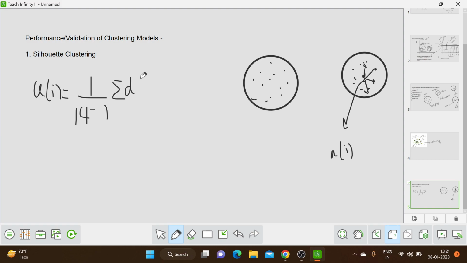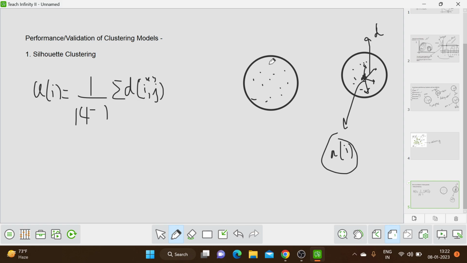the average of distance(i, j). The distance formula you know, for i, j or x, y, is the root of (x2 minus x1) squared plus (y2 minus y1) squared. This is the distance. I calculate the distance, take the average, and this becomes my A of I.